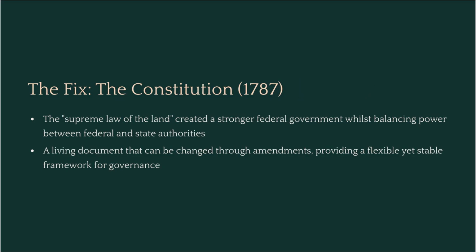Recognizing the failure, leaders from the 13 states met in Philadelphia in 1787. Their goal was just to fix the articles, but they ended up throwing them out and starting over. The result was the United States Constitution. This document is the supreme law of the land, meaning no law, no person, and no president is more powerful than it. It created a much stronger federal government, but also cleverly balanced power so it couldn't become a tyranny.